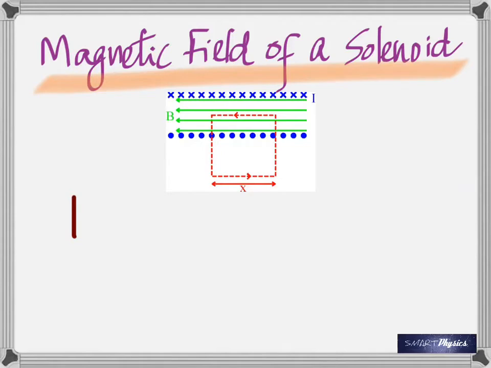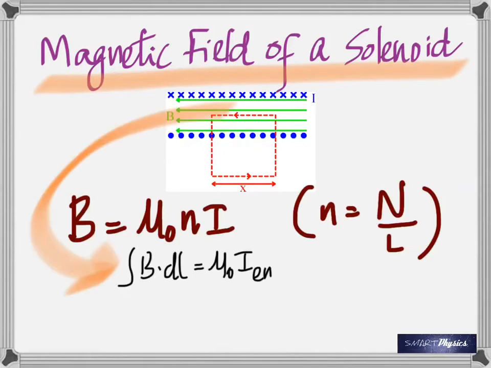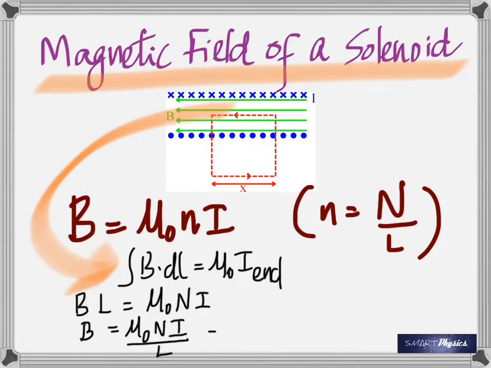Tell me what you get. Integral B dot dl is mu naught I. Okay? B is constant, taken out. Integral dl is the length. And since you have n turns, capital N turns, you multiply it, you get NI. So take the length to the other side and you got the formula.